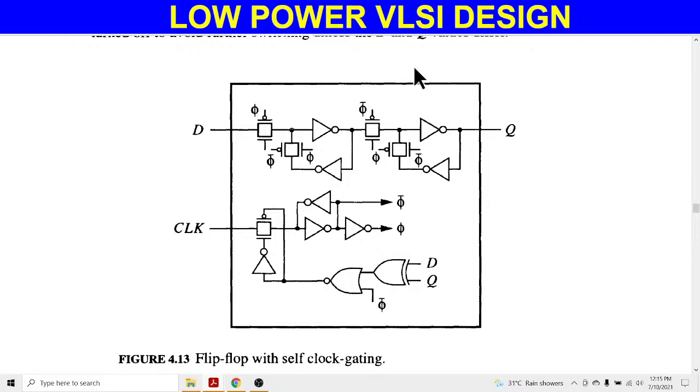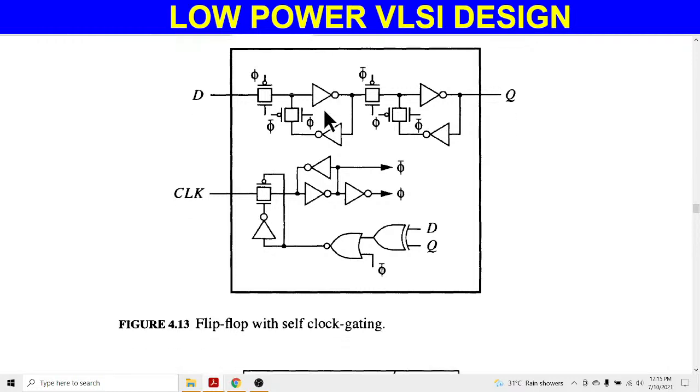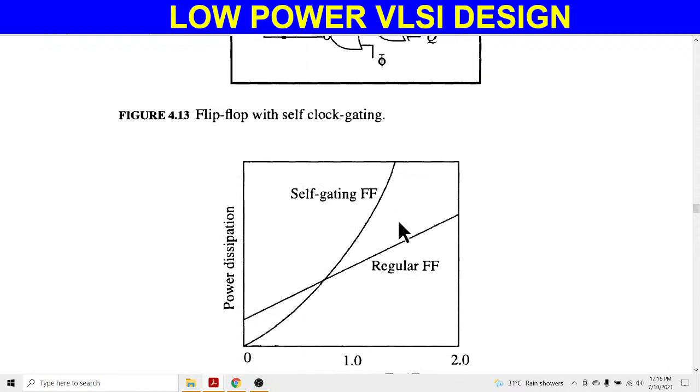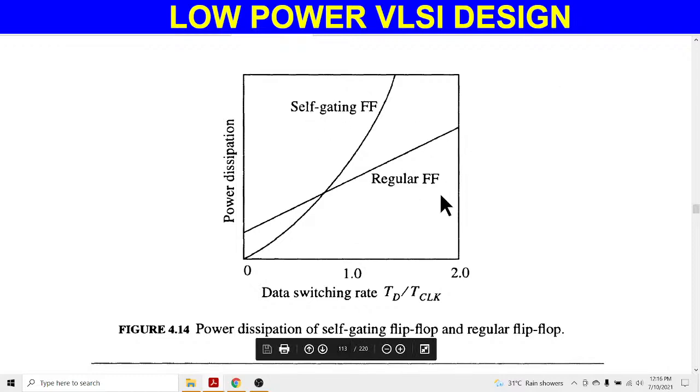Okay, this one is somehow similar to clock gating. Here the power is reduced, because we eliminate the switching state, so definitely the power will reduce. This one is an example of a self-gating flip-flop. One comparison between self-gating and regular flip-flops on the basis of switching rate and power dissipation is represented here.